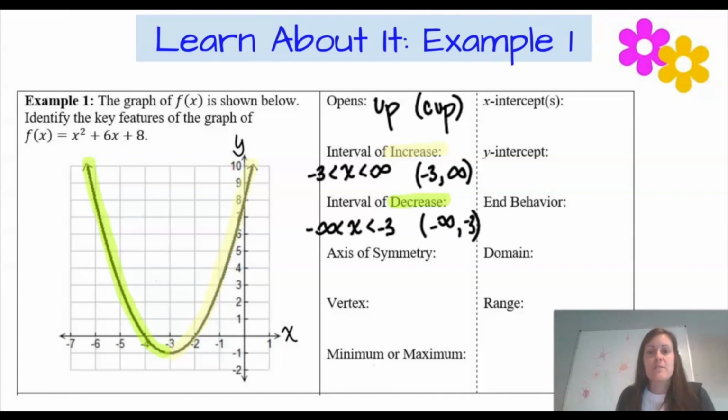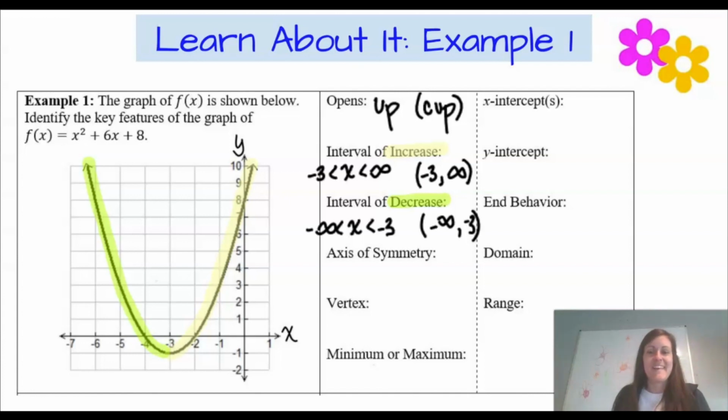I want to point out that I did not include any equal signs in my inequalities, and I specifically want to talk about what's happening at x equals -3. The graph is neither increasing nor decreasing at x equals -3, so I use the curve brackets in my interval notation. Remember, when it's equal to, I use a square bracket.